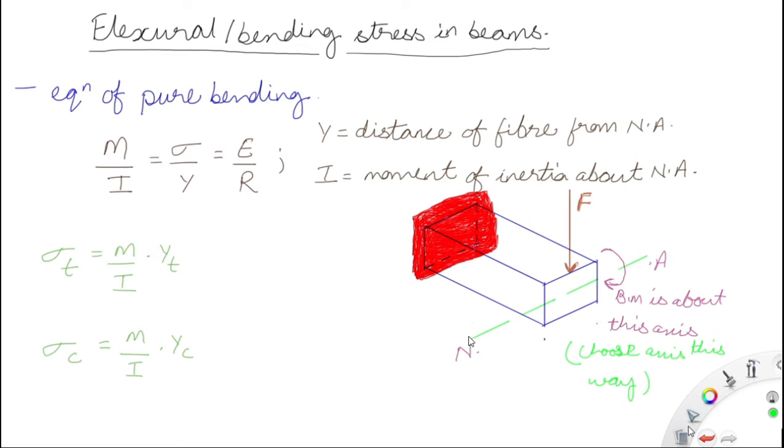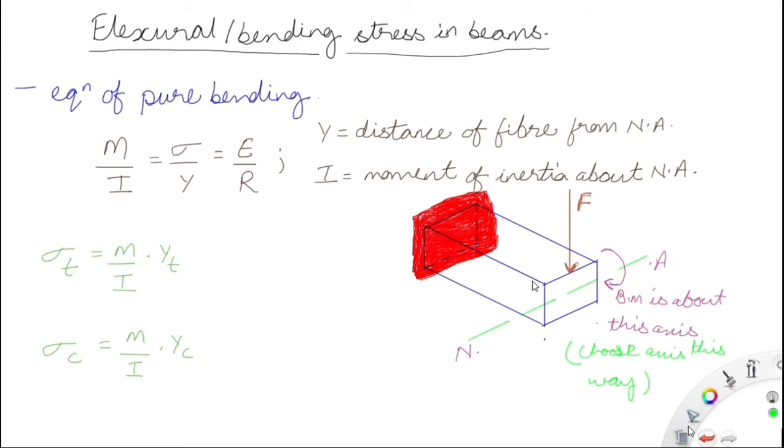So sigma T, the tensile stress generated, is equal to M by I into y T, meaning the distance from the neutral axis of the portion in which the tension is happening. Similarly, sigma C, the compressive stress generated, is equal to M by I into y C. y C is the distance from the neutral axis to the point at which you are computing the compressive stress. So this is sigma C and this is y C, and M is the bending moment at the point at which you want to compute the sigma.